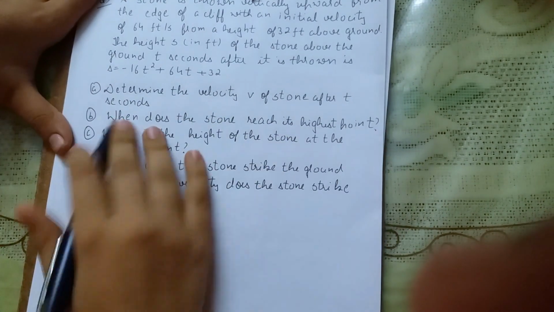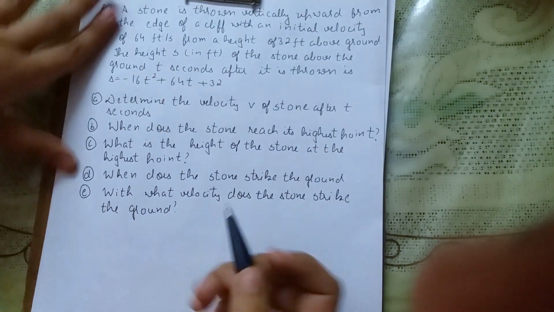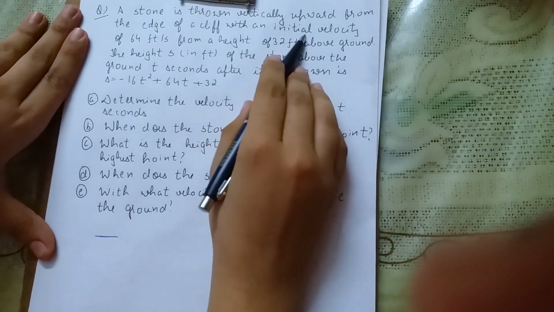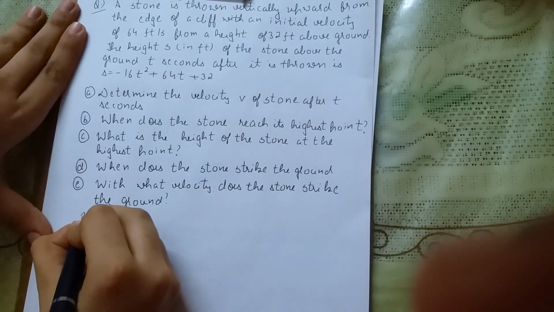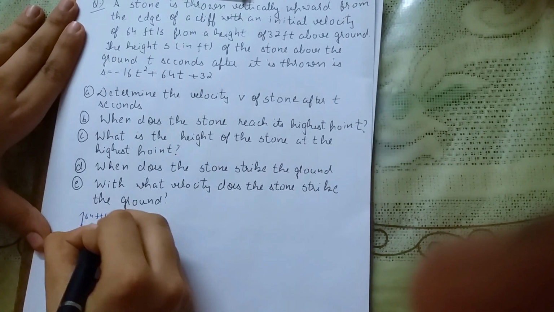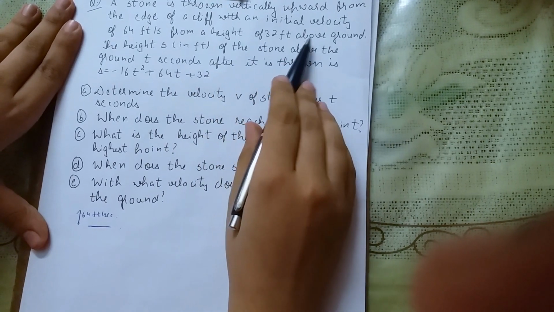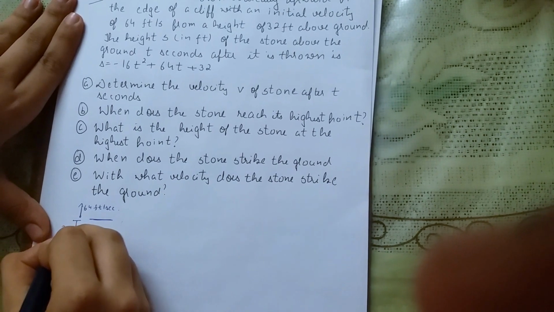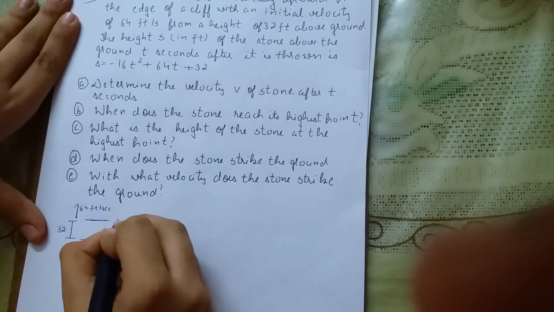Let's read the question. A stone is thrown vertically upward from the edge of a cliff. So, let's draw a cliff here. With an initial velocity of 64 feet per second, from a height of 32 feet above the ground. That means the cliff is 32 feet above the ground. Let this be the ground. Let this be the cliff.